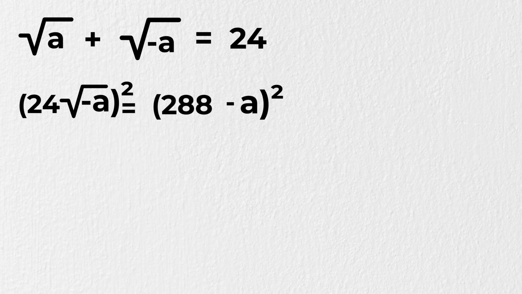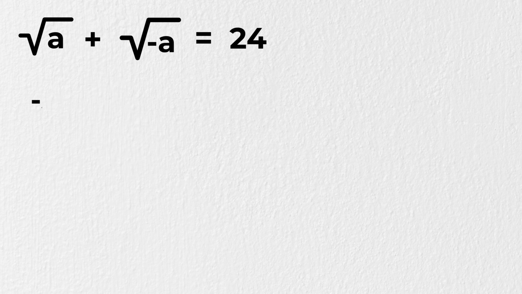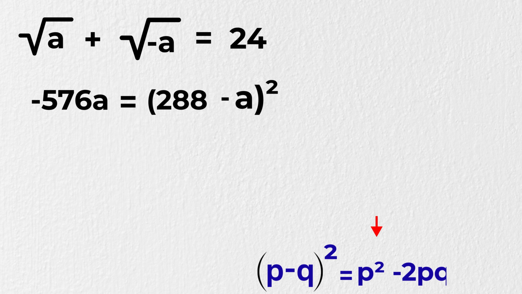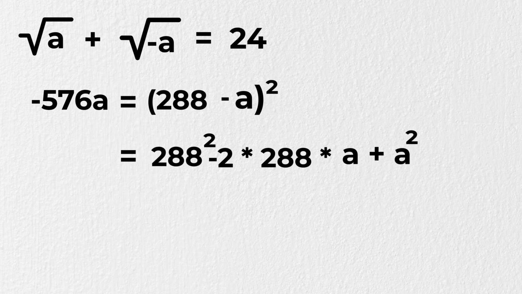Left-hand side becomes 24 squared times the square root of minus a squared. 24 squared is 576. The square root of minus a squared is just minus a, so the left-hand side becomes minus 576a. Now, for the right-hand side, we again apply the identity (p minus q) squared equals p squared minus 2pq plus q squared. So the right-hand side becomes 288 squared minus 2 times 288 times a plus a squared.